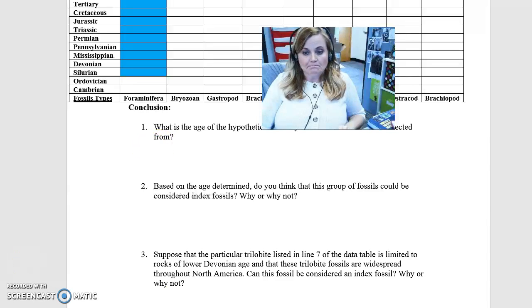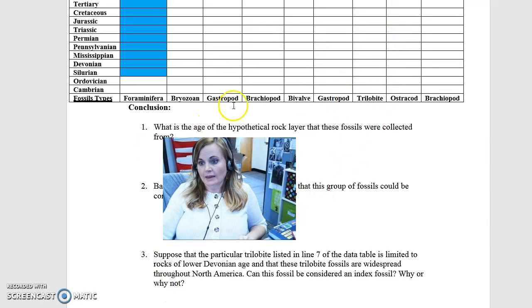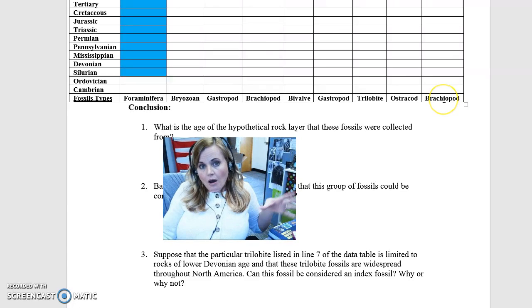You're finding the foraminifera, the bryozoan, the gastropod, the brachiopod, the bivalves, a different type of gastropod, trilobites, ostracods, and another type of brachiopod. All those fossils are found in the same layer. So what that means is that the age of the rock that you're looking at has to be the period in which all those fossils occurred.